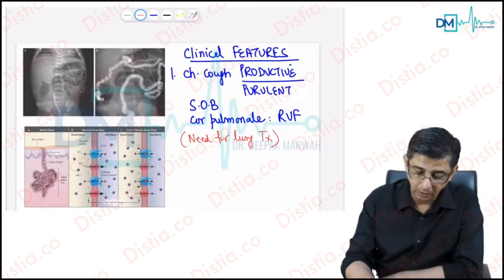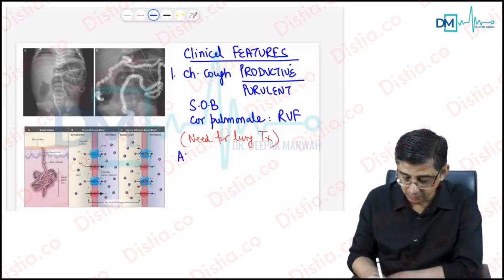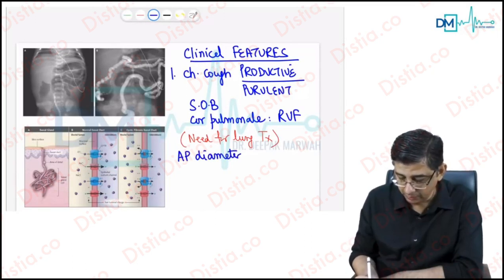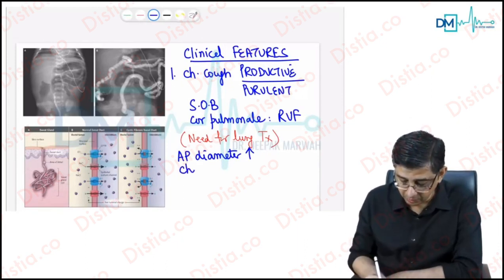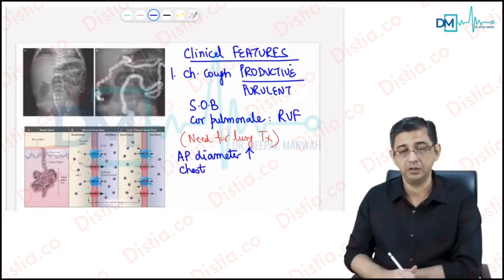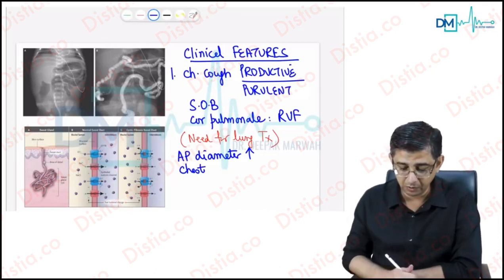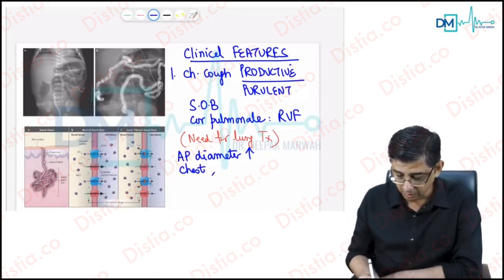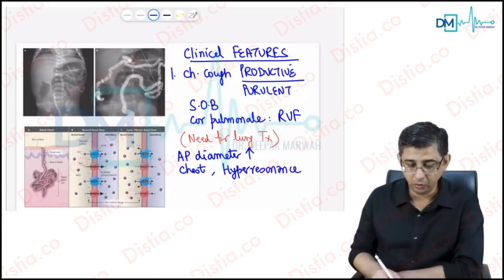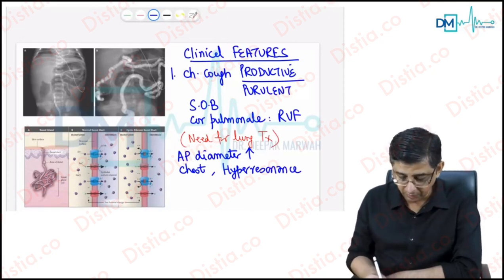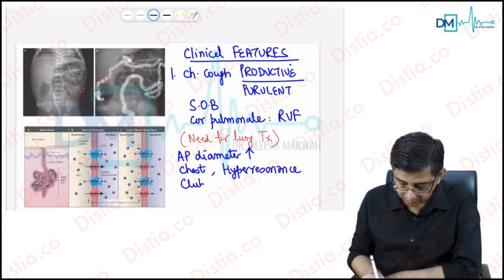On physical examination, these patients initially will be having symptoms of obstructive airway disease. So AP diameter will be increased in the patient. AP diameter of the chest would be increased in the patient. Like in emphysema, you read about a barrel-shaped chest. These patients could be having features of obstructive airway disease like hyperresonance in the chest, or increased anterior-posterior diameter of the chest, or there could be a presentation of clubbing in the patient. That is, in the long run, clubbing is anyway a feature that is seen with bronchiectasis.